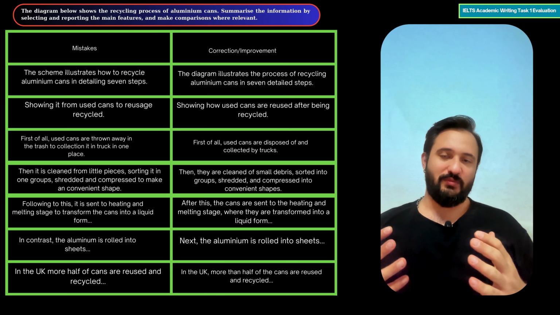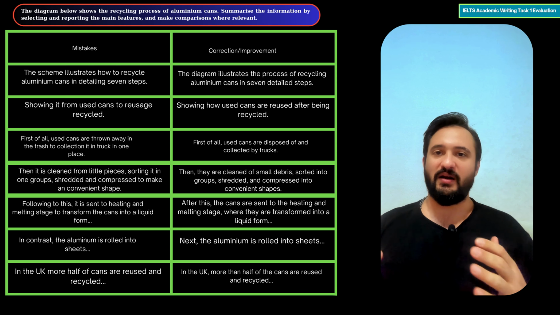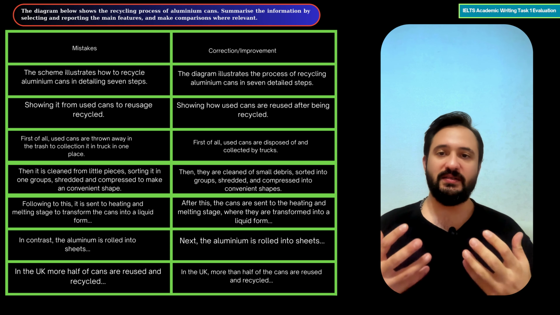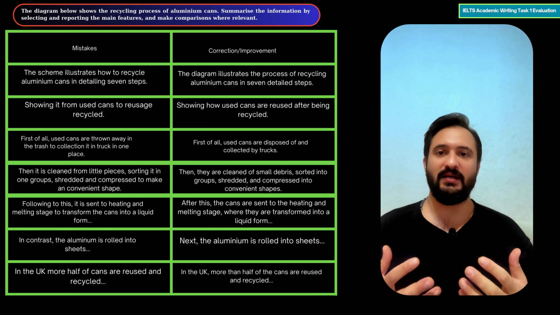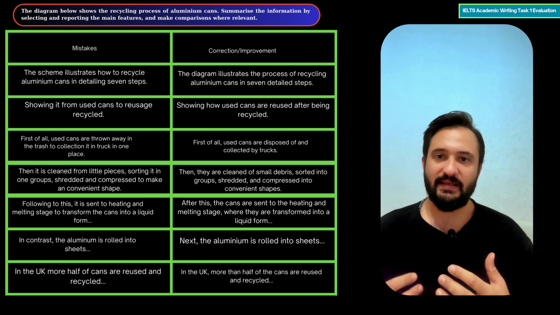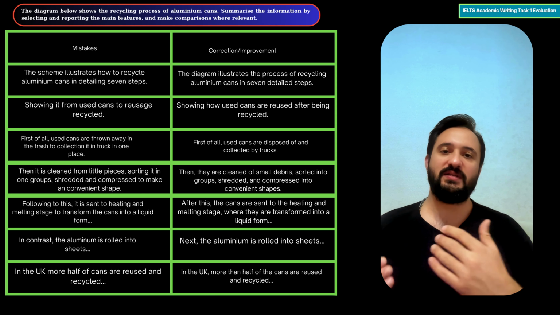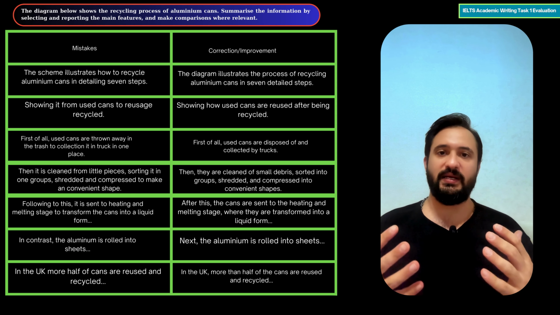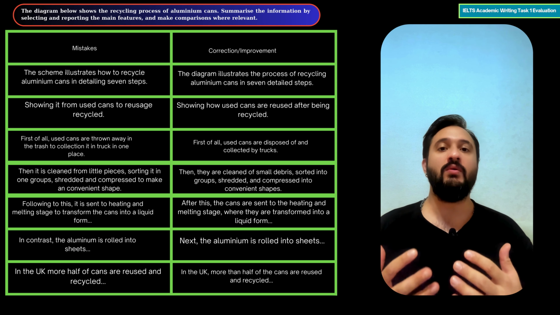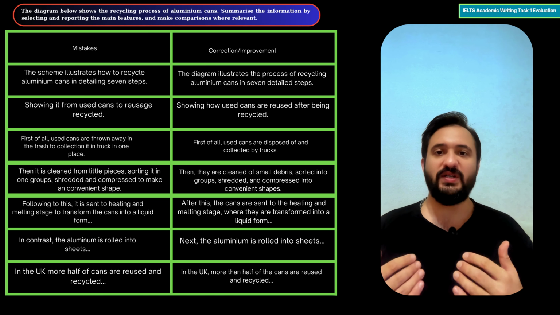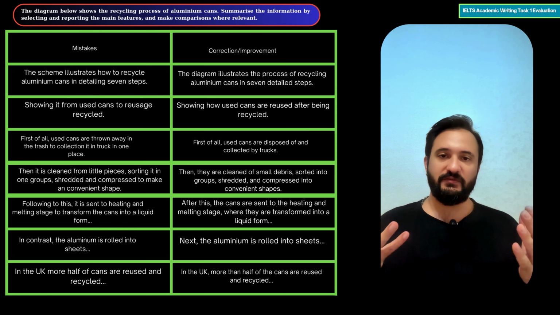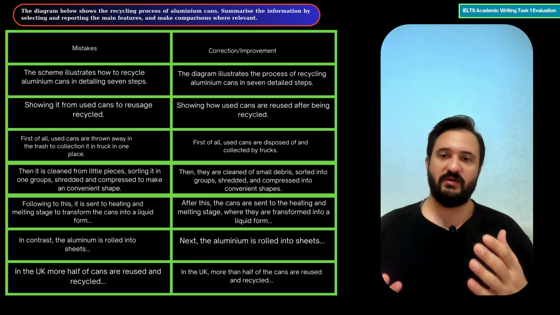What exactly did we improve? We improved the grammar, clarified the structure, and fixed the word choice. Okay, for example, instead of saying "the collection it," we corrected it to "collected by trucks." Small changes like these can make a big difference in your IELTS score. The conclusion has also been simplified, and the student's response is now more formal and academic, which is essential for IELTS Writing Task 1. Evaluation of the student's response based on IELTS criteria.